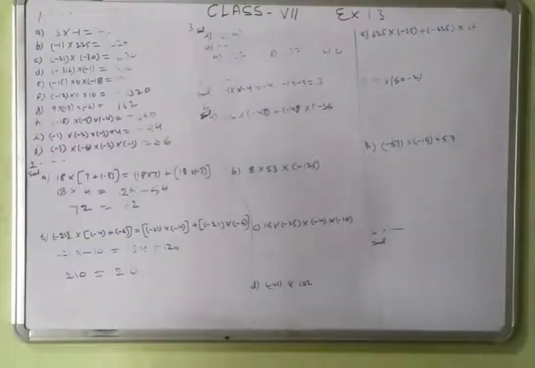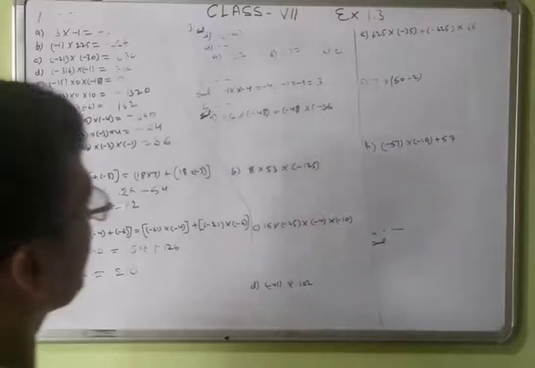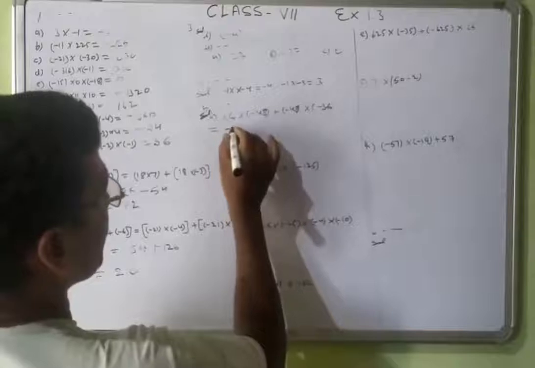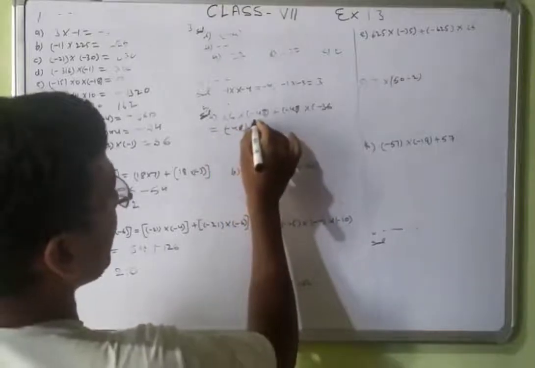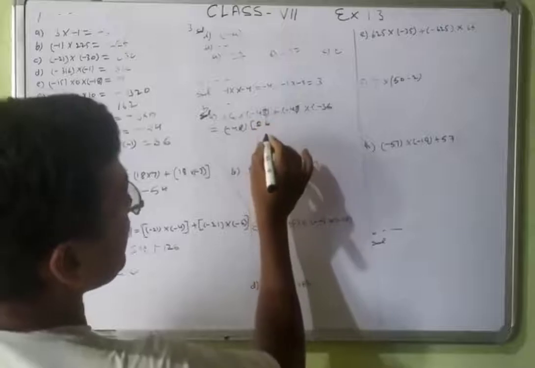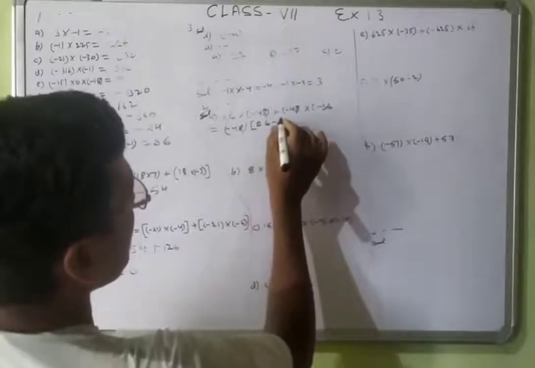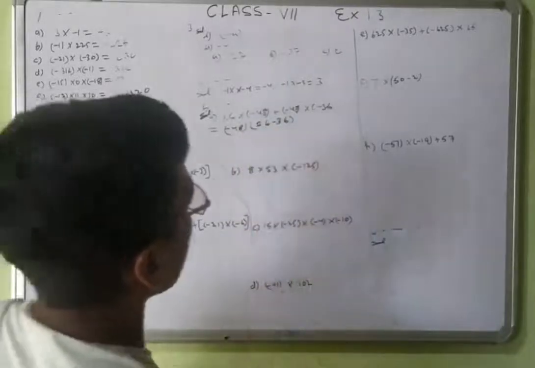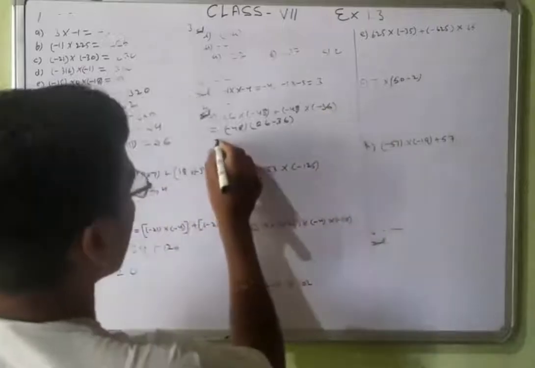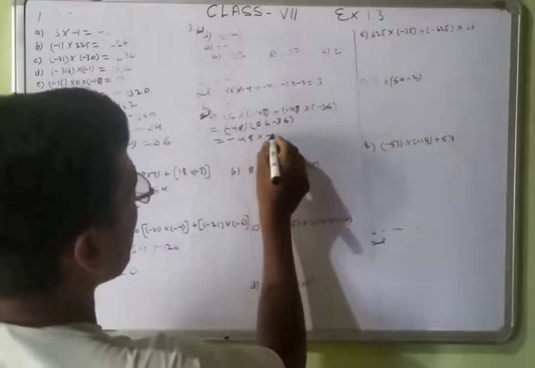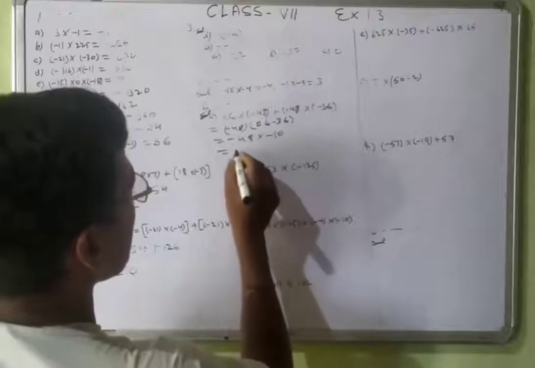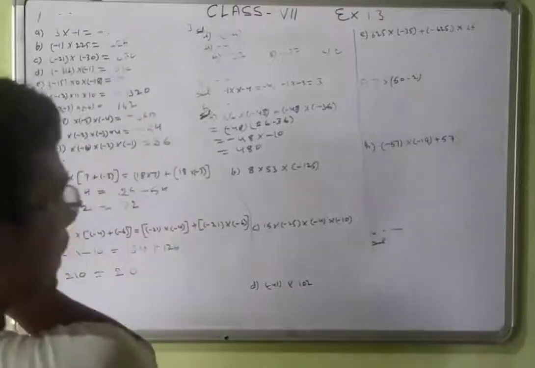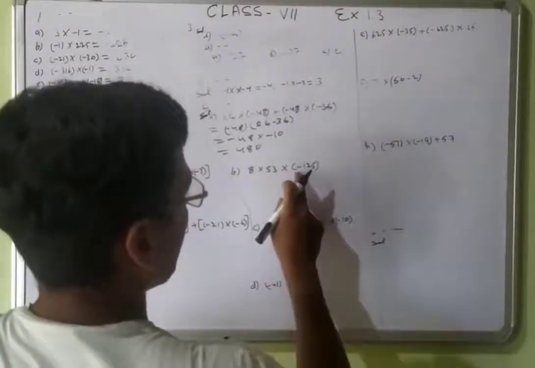Find the product using suitable properties. Suitable properties, this is the most important question. How will we do that one? See that 48 is common, so we can take 48 common, and then 26 minus 36 is left, so minus 48 multiplied by minus 10, that will be minus minus plus 480, 48 1s are 48.